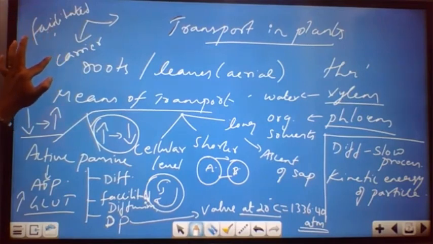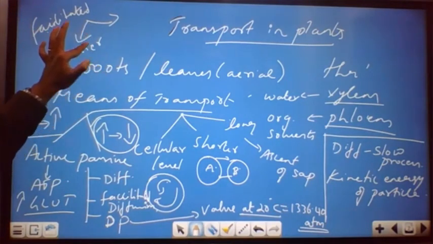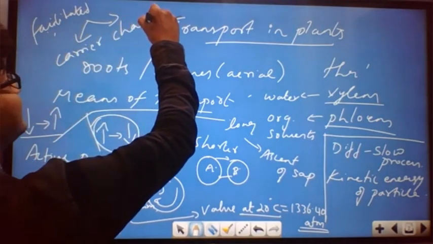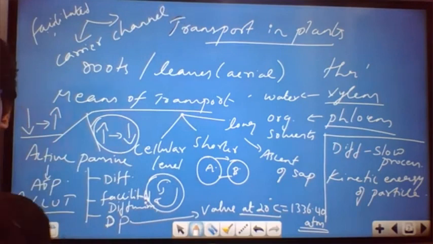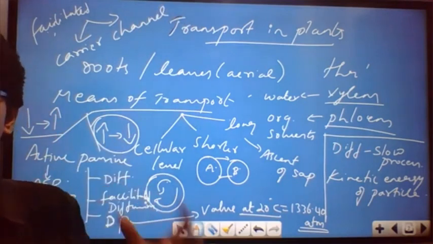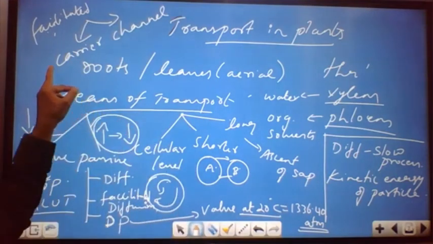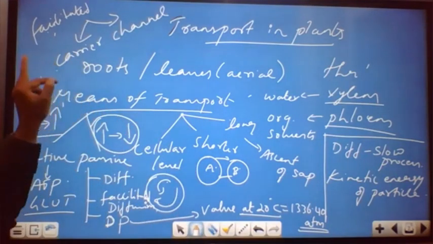One is your carrier type, and the other type of facilitated diffusion is a channel type. We have two types of facilitated diffusion. What do you mean by facilitated diffusion? Here, the diffusion is going to get facilitated or enhanced. How? By means of the carrier and by means of the channel.